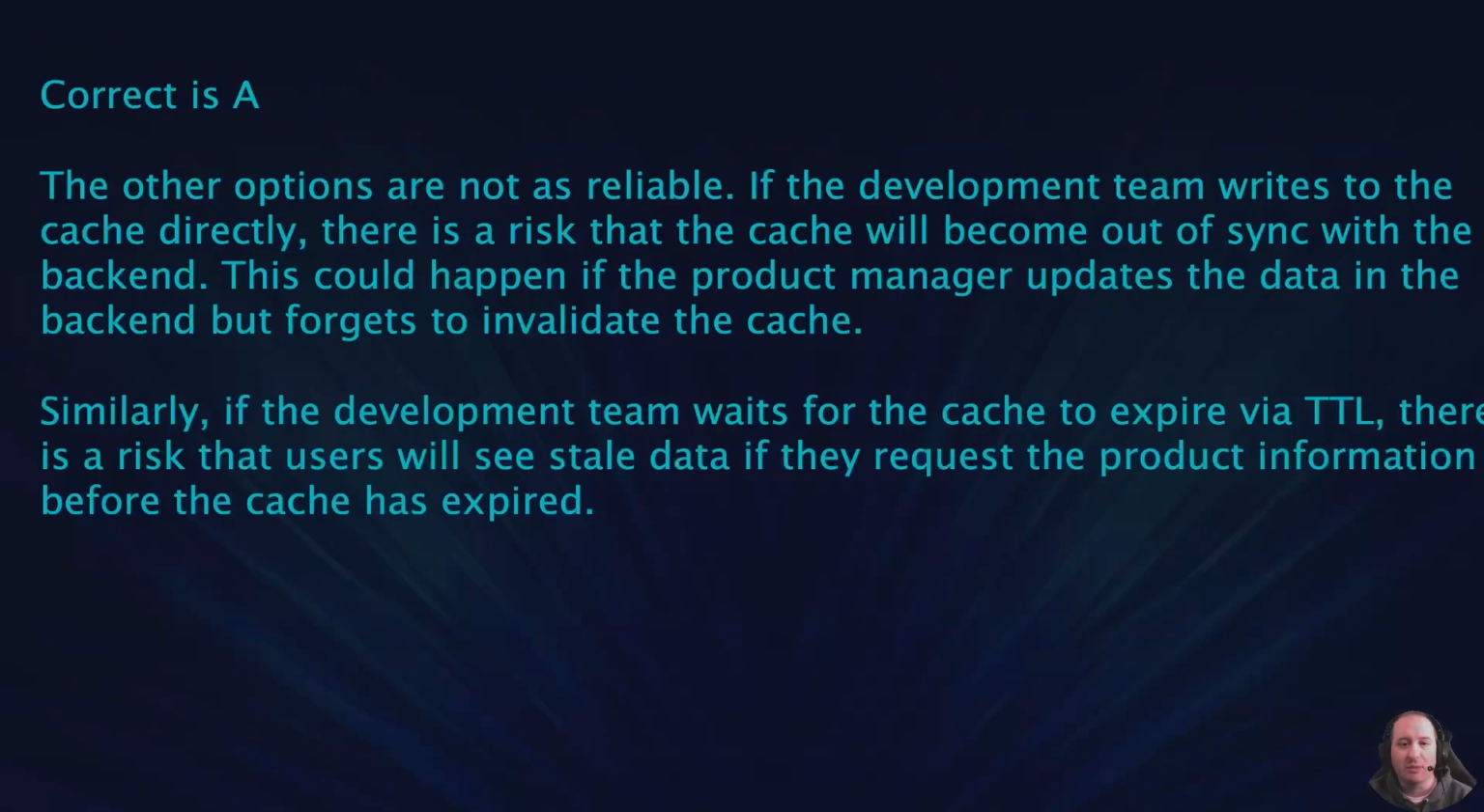If the development team writes to the cache directly, then there is risk that the cache will become out of sync with the backend. And this could happen if the product manager updates the data in the backend but forgets to invalidate the cache. And similarly, if we wait for the time to live to expire, there's a risk that the users will see stale data on the cache.